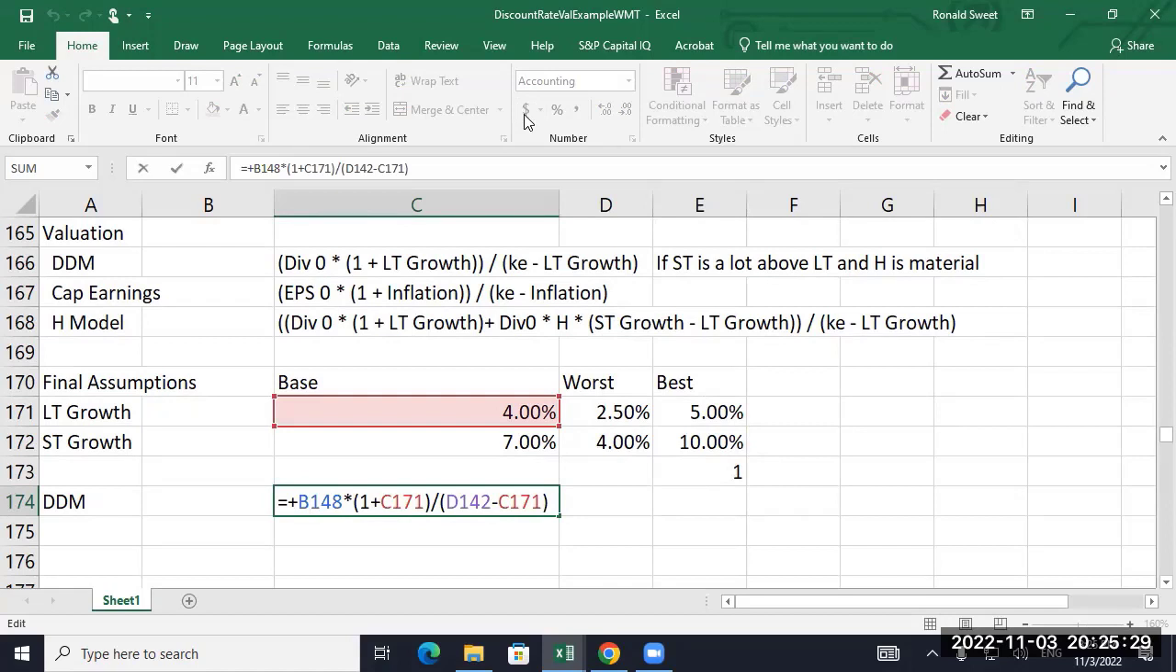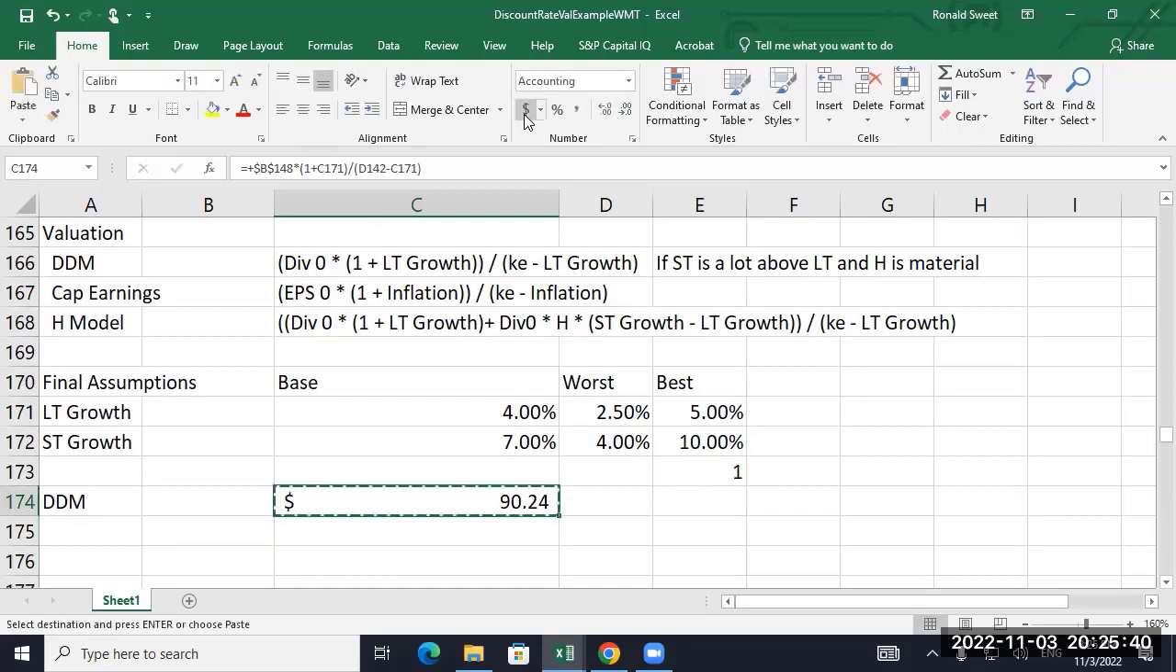What I need to do with dividend, better lock that in. Growth, I can leave that like it is. KE, that needs to be copied over, right? There's three scenarios there, long-term growth. So I can copy everything else over.